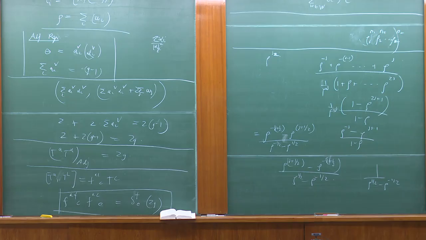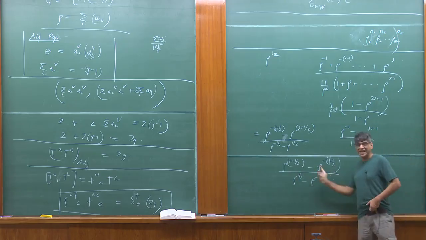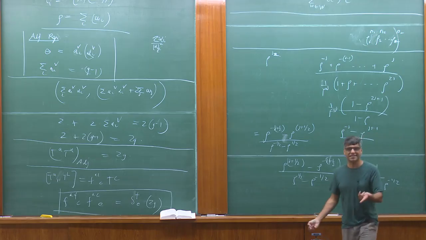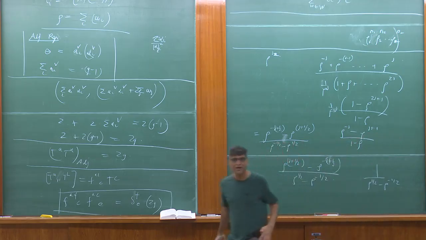Okay? So you see how it's working in the case of SU2. You get this strange looking denominator. You get the strange looking numerator, but you can factor them. And that cancels the denominator. And you're left with a polynomial. Okay, is this clear?